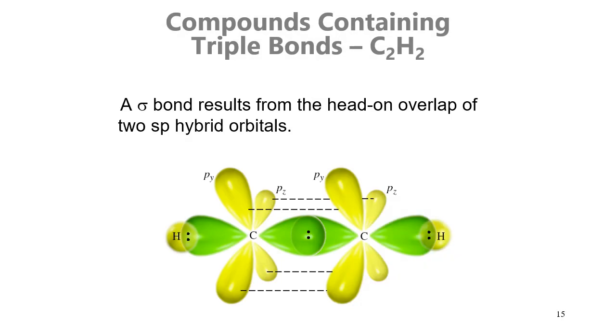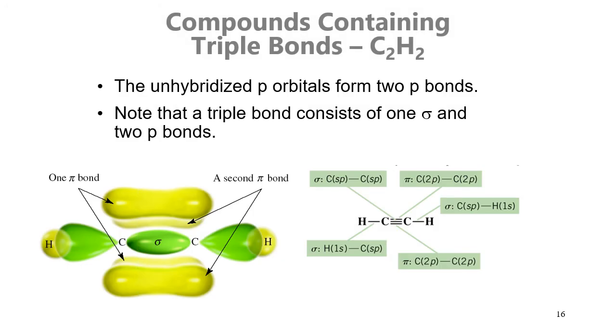The same principle applies to alkyne, in this case C2H2, but the only difference is the hybridization in this case is sp, so it leaves two more p orbitals that can overlap sideways to form two pi bonds. So you can see the formation of the pi bonds by the dotted lines here. To conclude, for alkyne, the unhybridized p orbitals form two pi bonds. Note that a triple bond consists of one sigma and two pi bonds.